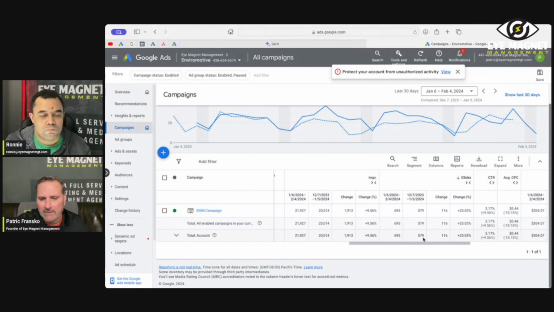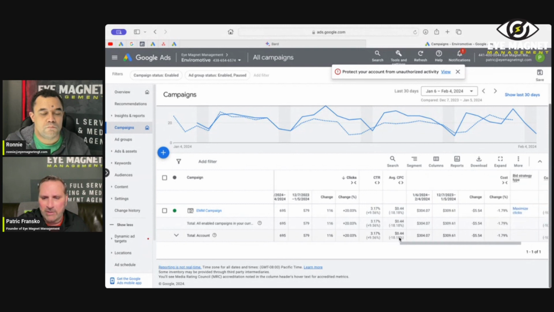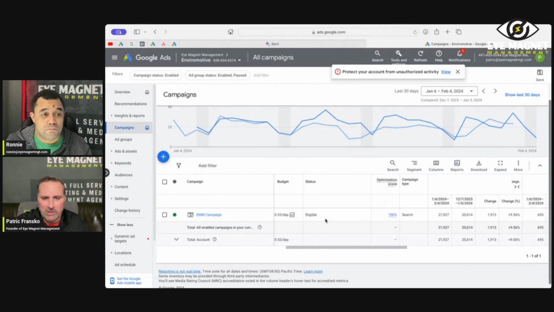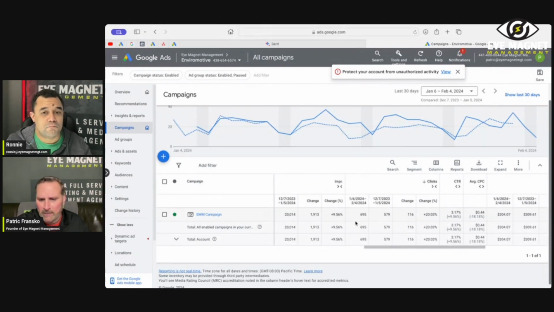Clicks were 579, and now they're 695. So a 20% increase in clicks. And the cost went from 309 to 304. So they actually had almost a 2% decrease in cost and a 20% increase in clicks. So this is an ad campaign that's working pretty well.